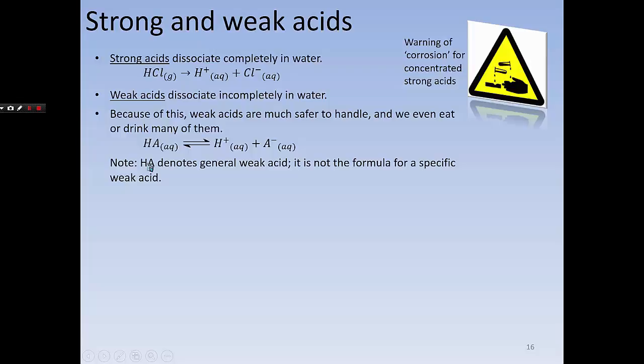Here the HA is not the formula of any particular weak acid. It only denotes weak acids in general. The dissociation or ionization of a weak acid is not as complete as the strong acid, as we can see here.